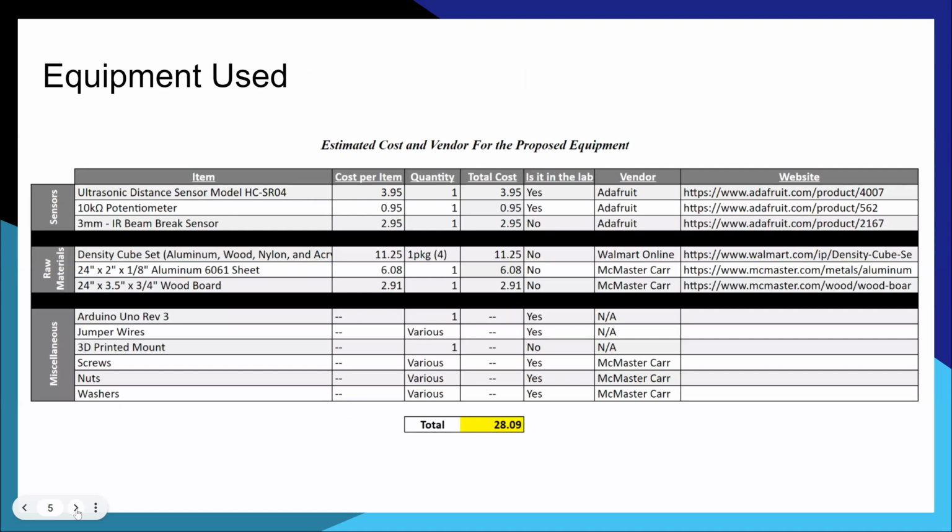We came up with a list and a table of all of our equipment used and the total cost needed as a result, and differentiated between things that were already available and other sensors that we'd have to specially order from Adafruit.